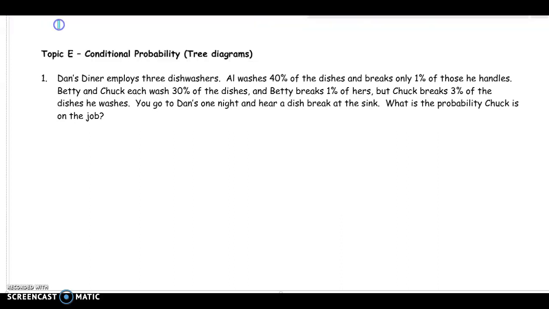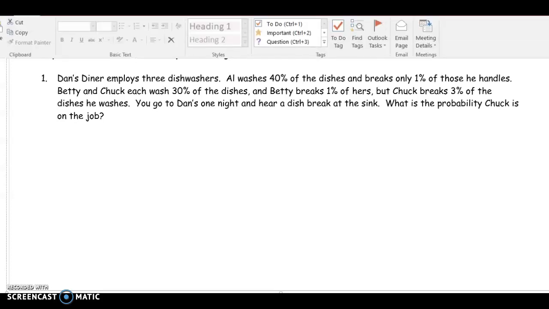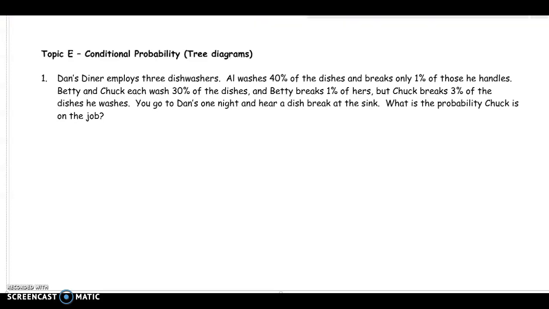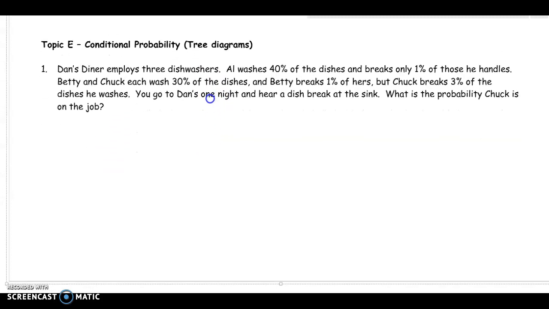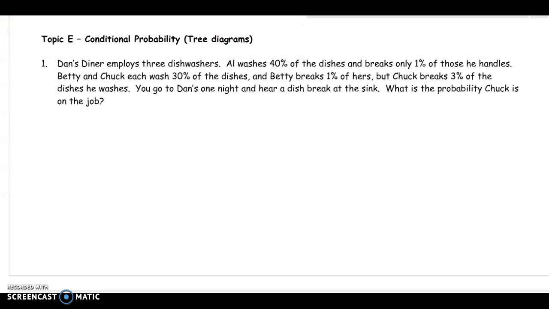So you'll see that Al washes 40% of the dishes. So that's 0.40. Betty washes 30%, so we'll put 0.30 there. And then Chuck is also washing 30% of the dishes. So we started that out, and you'll notice those are just the probability of one event happening, Al, Betty, or Chuck.